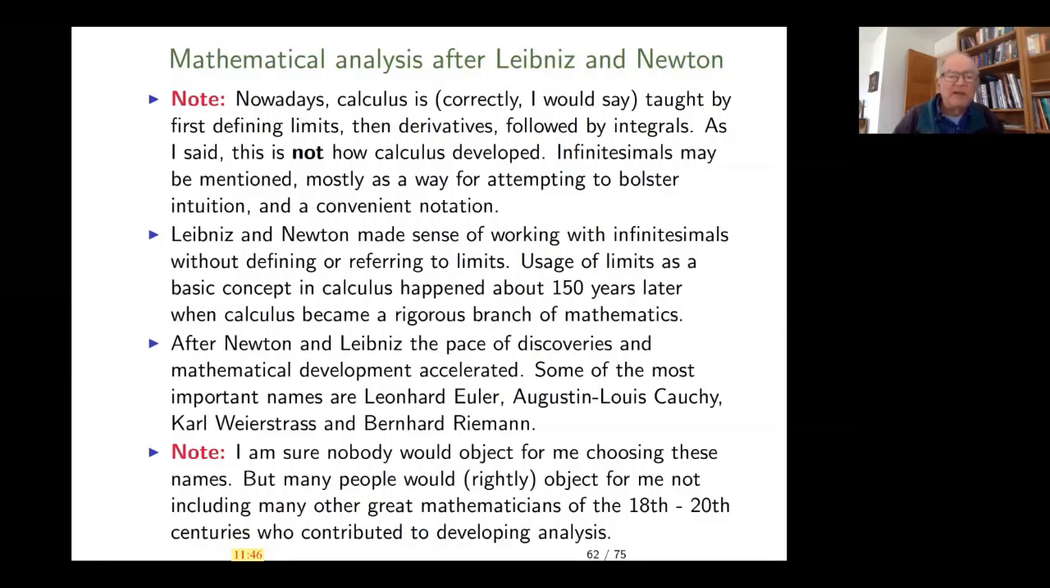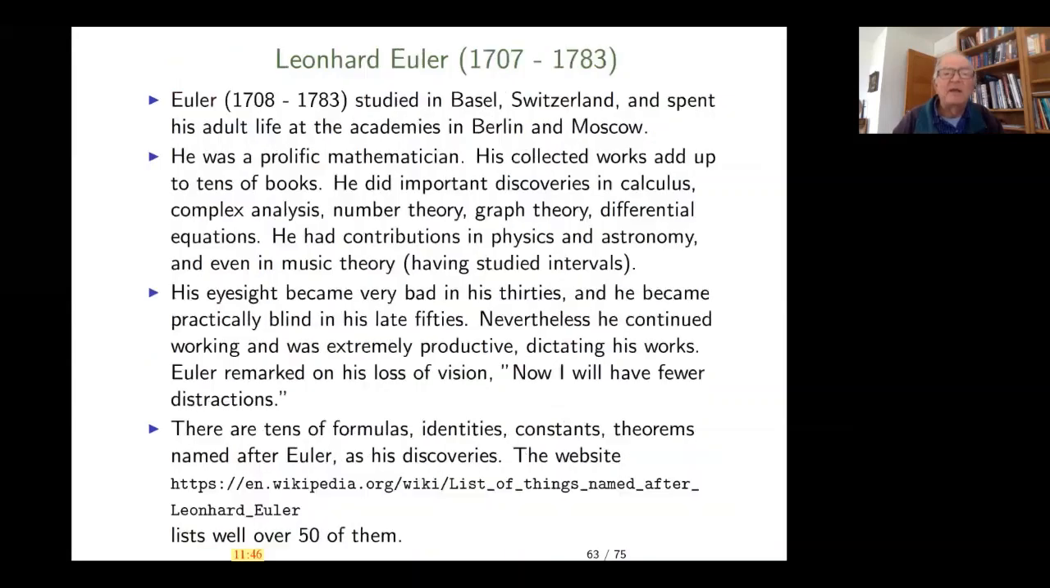After Newton and Leibniz, the pace of discoveries in calculus just accelerated, and there are many names, in particular Euler, Cauchy, Weierstrass, and Riemann. People would probably blame me for mentioning only these 4. Nothing wrong with these 4. What's wrong is how many I leave out. Calculus had an enormous development.